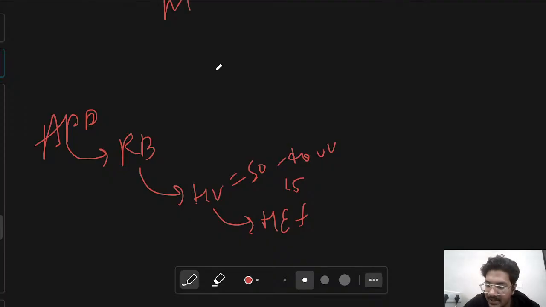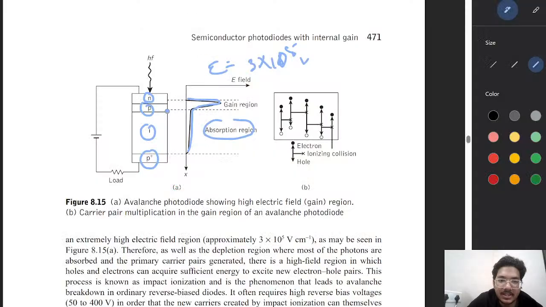Edge leakage also happens in the APD. So how can we solve it? We can solve it by using a guard ring. We can see the avalanche diode here. The edge leakage happens in this region. To avoid this, we have to use a guard ring like this, outside the avalanche diode.